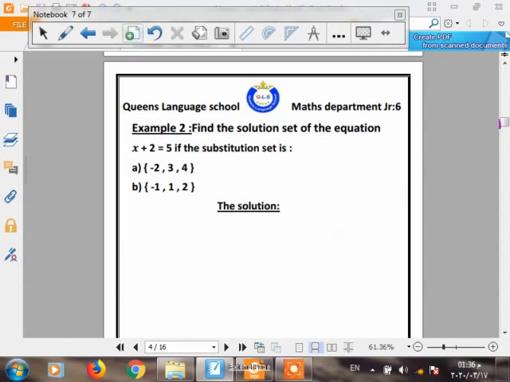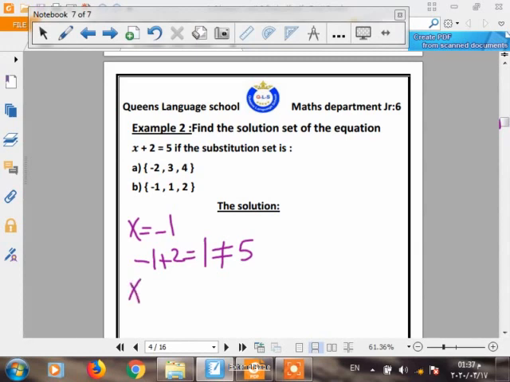Next one. If the substitution set equals negative 1, 1, 2. First one, if x equals negative 1, let's check the left side. Left side, negative 1 plus 2, it's equal to 1. But 1 is not equal to 5. So negative 1 cannot be in the solution set.